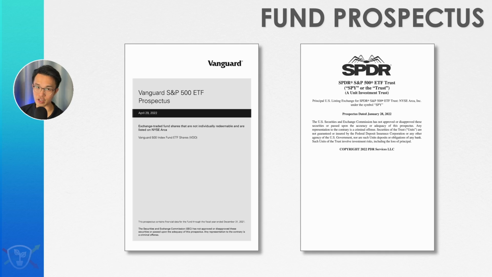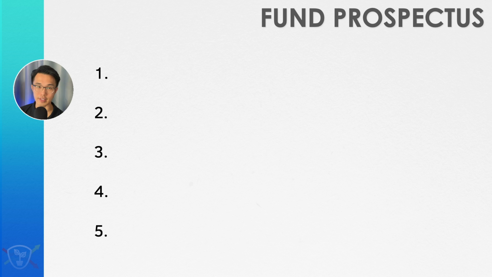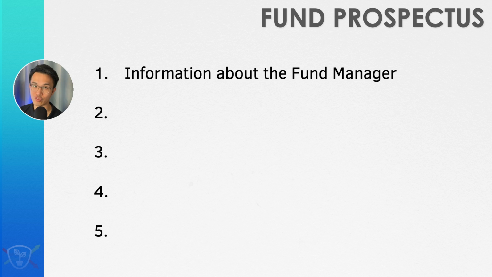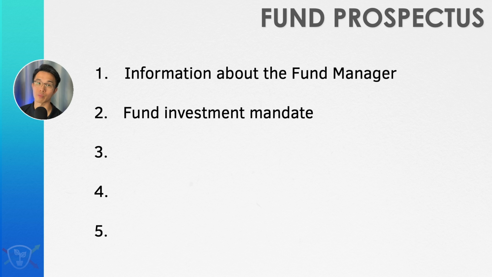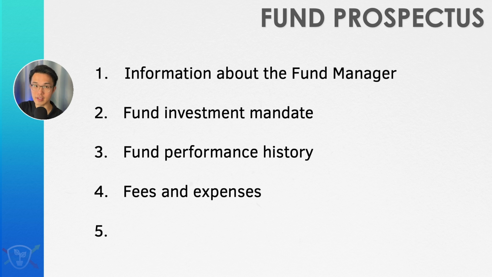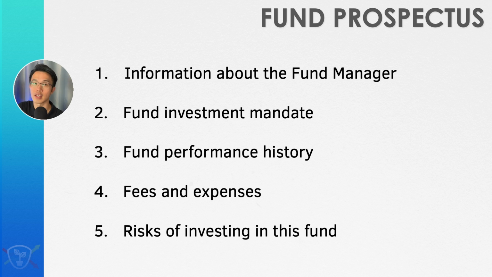Alright, for both ETFs and mutual funds, everything you need to know will be contained in a document known as the prospectus. Now, inside the prospectus, you're going to find information about the fund as well as its manager. So who is the manager of this fund? What is their track record and their investment focus? You're also going to see what is the mandate or the investment objective for the fund. If this fund has been around for some time, what is the performance history of this fund and what have they been investing in? You're also going to find information about the fees and expenses of the fund, and most importantly, the prospectus is required to disclose to you what are the possible risks of investing in this fund.